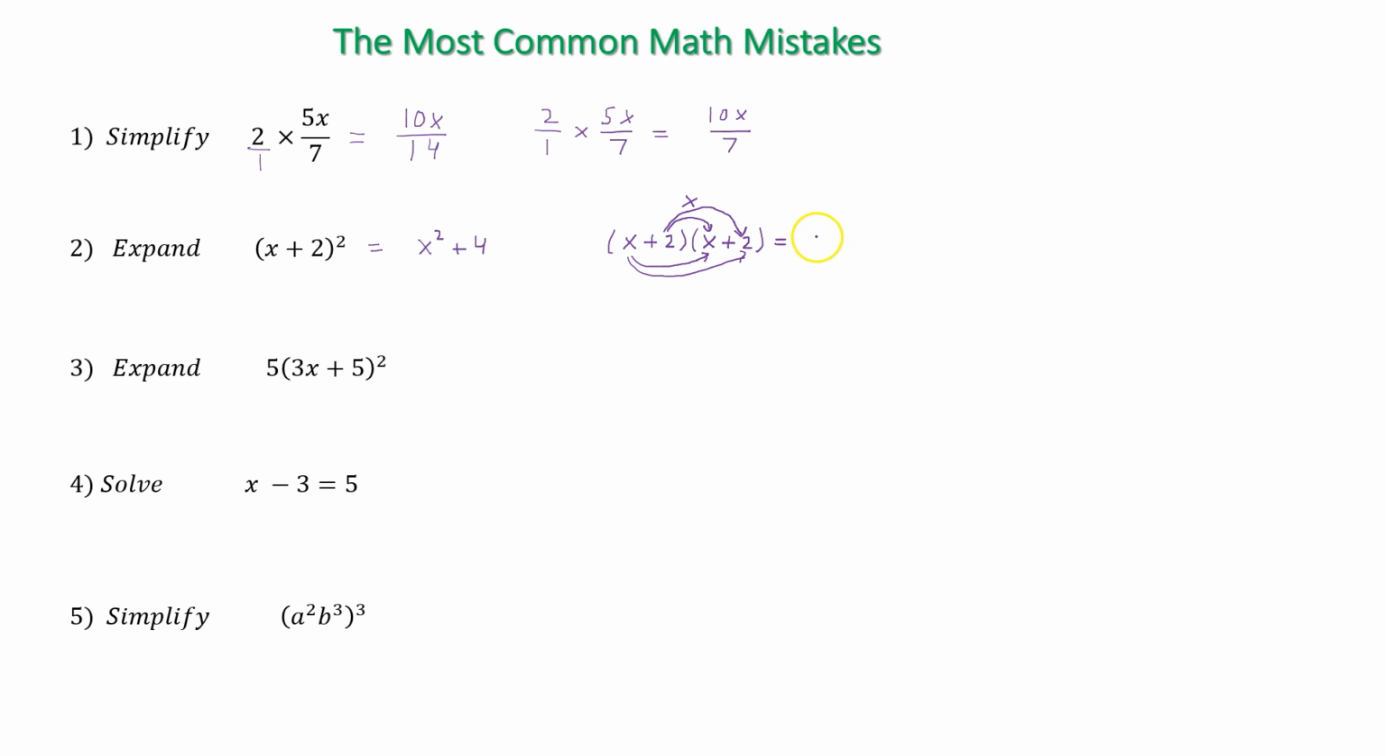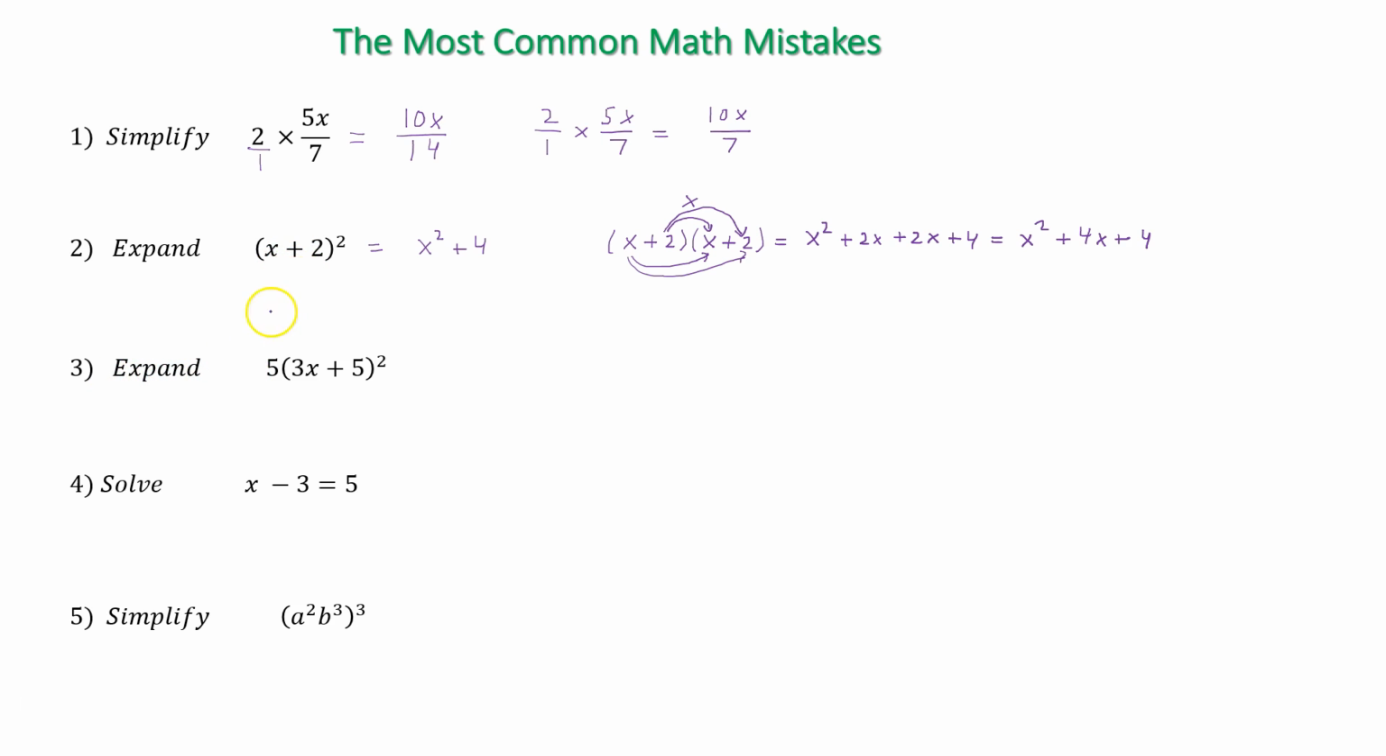And so what you would have is you would get x squared plus 2x plus another 2x plus 4. So collecting like terms, that gives us x squared plus 4x plus 4, which is actually a trinomial. Okay. Moving on to example 3.